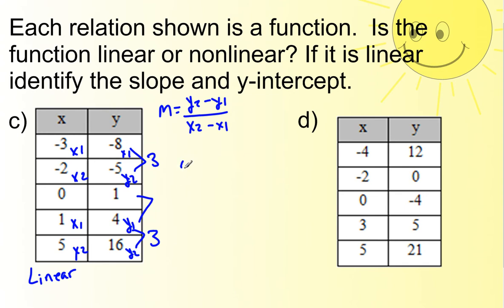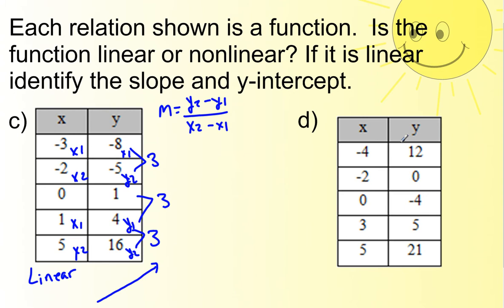If you did 4 minus 1 over 1 minus 0, you get 3 over 1. So that also has a slope of 3, and you could try like that one and one down here. You'd find that has a slope of 3. So this is a linear function, because the slope is constant everywhere. It has a constant slope, so it's a straight line.